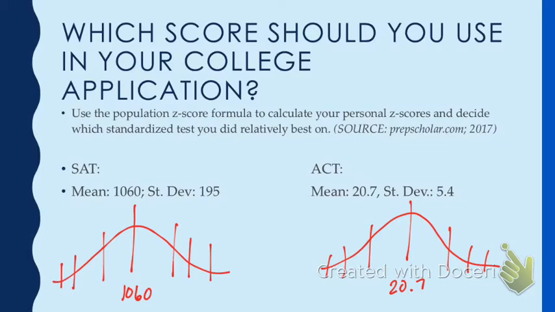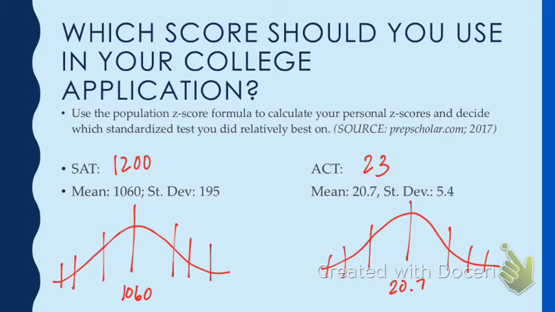If you said that you got a 1200 on the SAT and you got a 23 on the ACT, you may report both of them to your college, but you may not realize which score you actually did better on. Because 23 sounds good, but I can't equally compare that to my SAT score. So if I got a 1200 on the SAT and I got a 23, just by looking at it, which one would you think you did better on, the SAT or the ACT? I really have no idea.